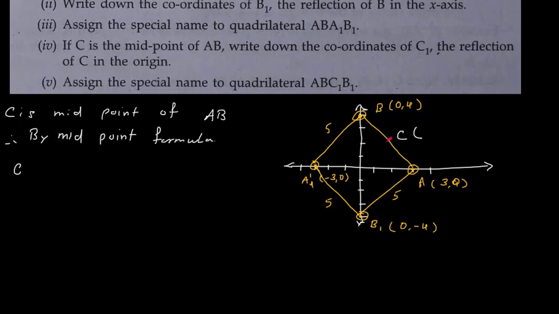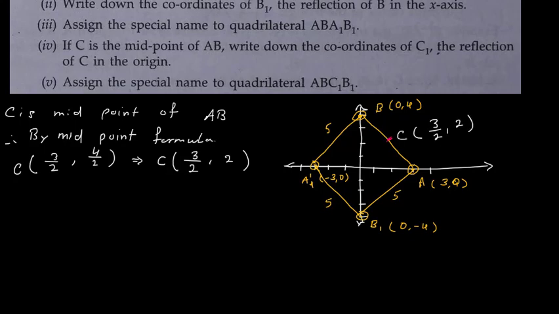I will get C as 3 plus 0, that is 3 divided by 2, comma 0 plus 4 is 4 divided by 2. So C is, that is, I will have C as 3 divided by 2, 1.5 also I can write, and 4 divided by 2 is 2. So this is C.